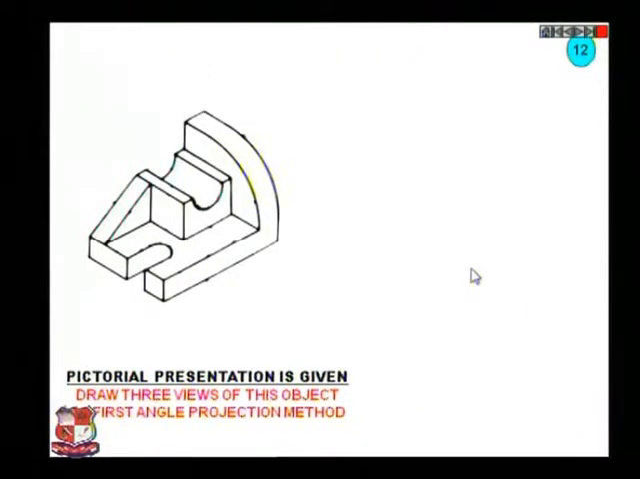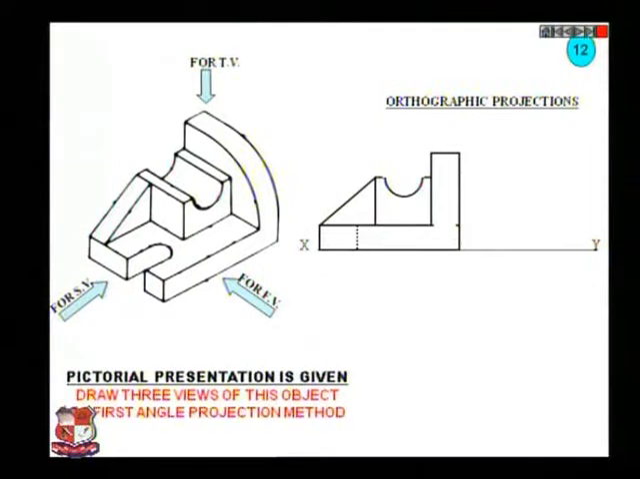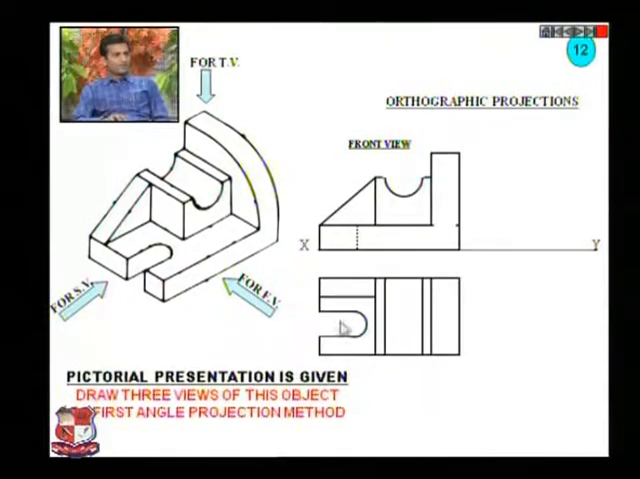Next problem, this is the given case. This object is given to us. We have to draw its three views: front view, top view and side view. To draw these three views, again let me draw the XY line. This would be its front view. If you look from here, this is the front view. If you look from the top, this would be the top view.